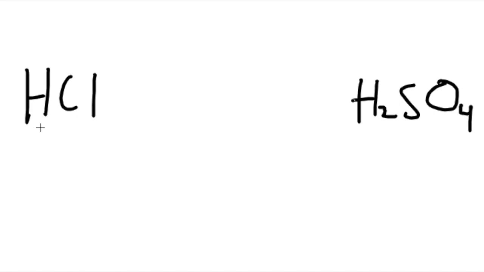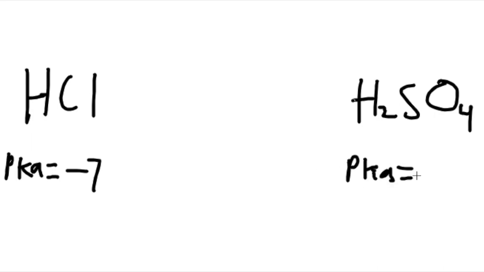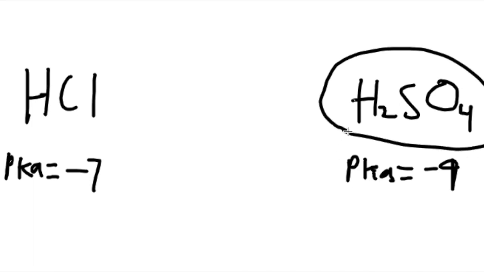First we would determine its pKa. Well, they'll give you the pKa. HCl's pKa is -7, while the pKa for H2SO4 is -9. So the lower the better, and H2SO4 is a stronger acid because it has a lower pKa. Okay, try one more example.